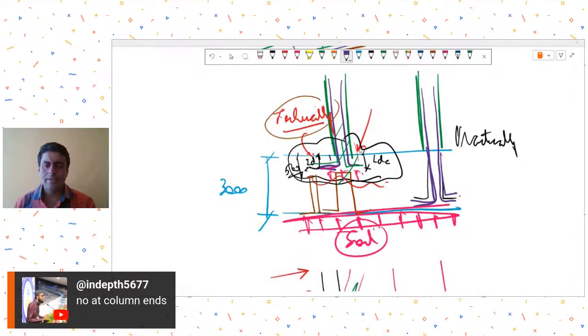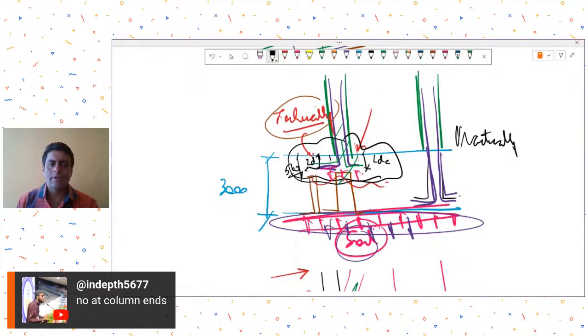At column ends, in case of a raft, your support is provided by the soil, right? So I'm saying you provide soil springs. Here you assume it is rigidly connected because you have provided development length, and because you are going to cast it monolithically, the joint between column and raft you consider as a rigid joint.